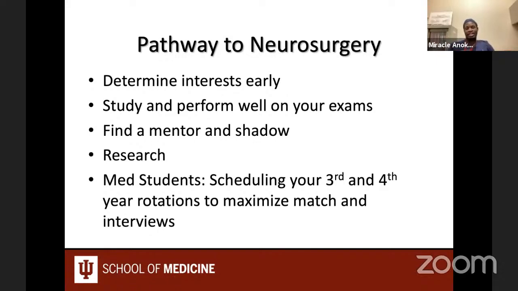One of the biggest things that I think is very important is to find a mentor and shadow them. And you guys are sort of doing that with the web shadowing, but you should find somebody that's close to you or around your area that you can interact with, ask questions, that may be in an academic department as well, so you can learn more about neurosurgery, learn what you need to do to be successful in your steps to becoming a neurosurgeon as well.